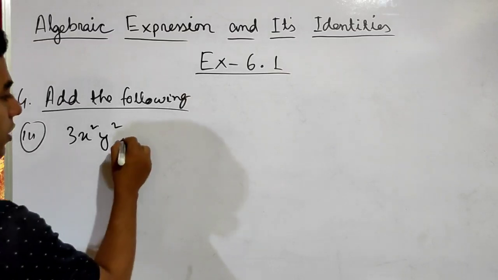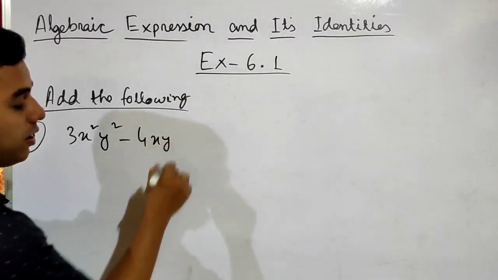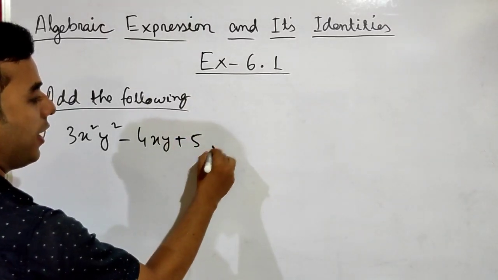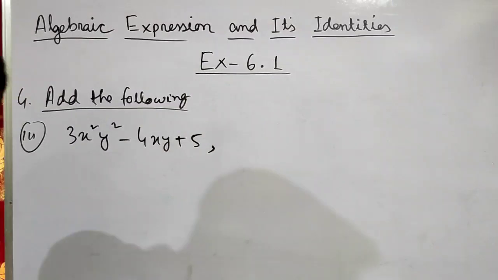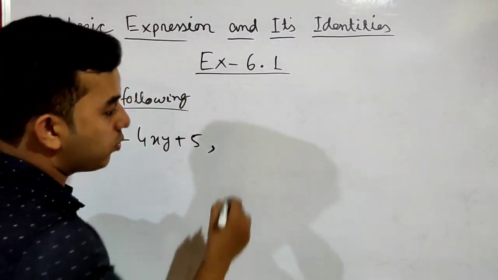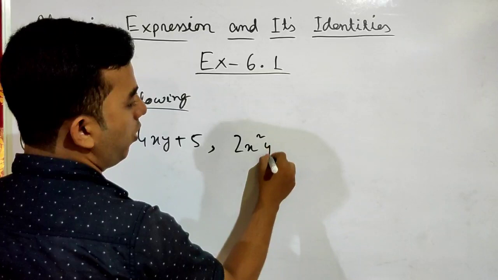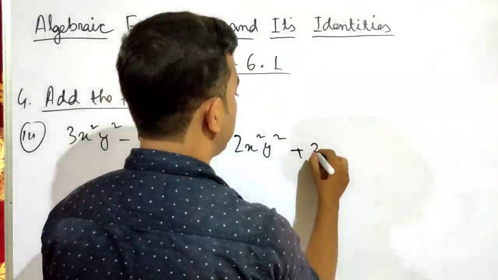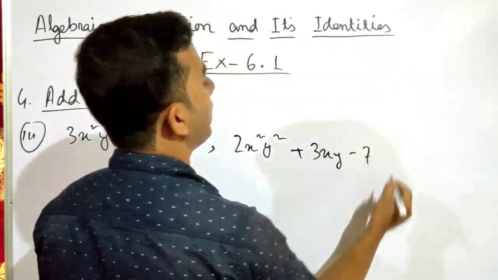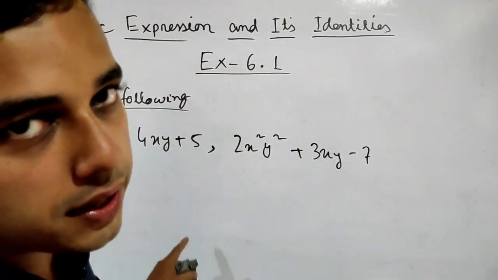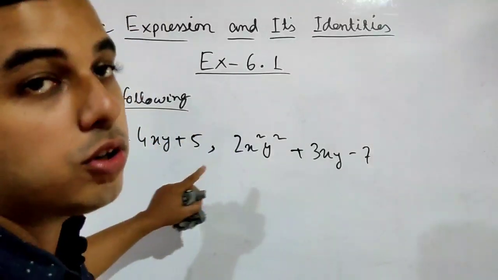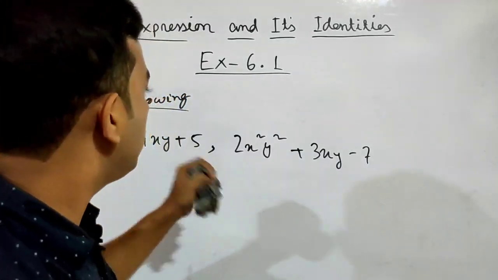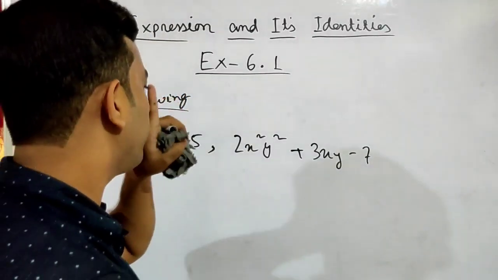3x²y² minus 4xy plus 5. This is one term. We have to add this term with another term, and that term is 2x²y² plus 3xy minus 7. How many terms are there? There are two terms. Sorry, two polynomials, okay? This one is one polynomial and this one is another polynomial. We have to add both the polynomials and we have to find out the sum.